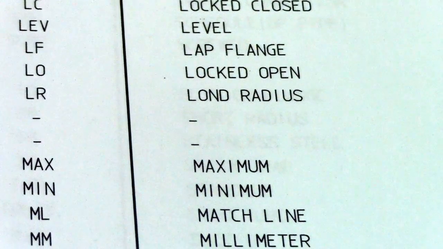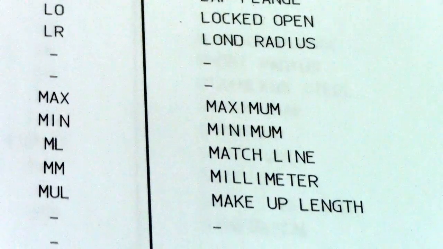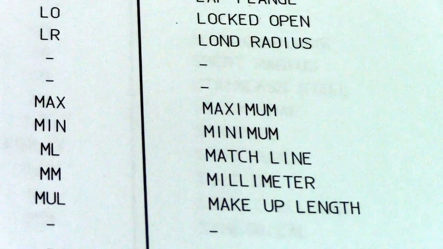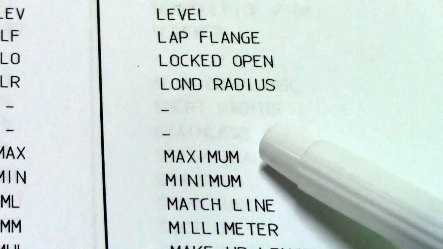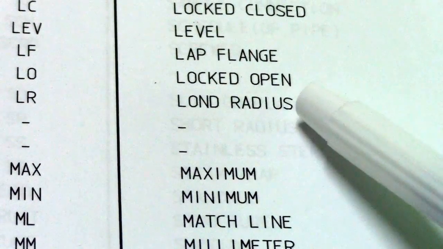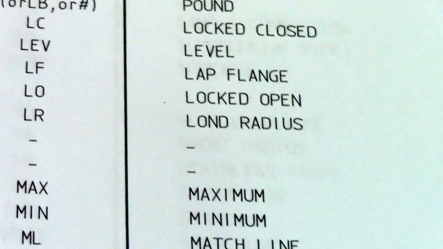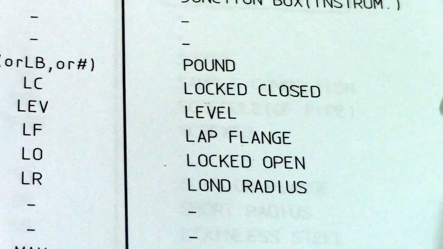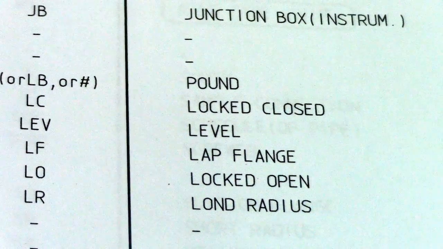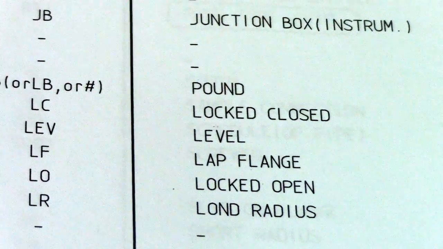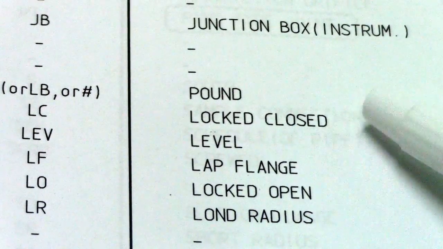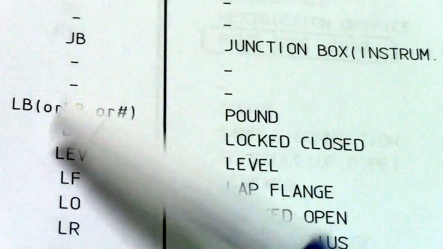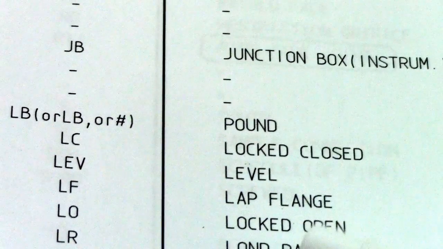So next, please take note of all. Make up length, millimeter, mid line, minimum. So LR, long radius. LO, lock open. LF, lap flange. This is all abbreviation in the piping. Also you will see this one in the isometric. LC, lock close. So this is the meaning of those abbreviations, I mean.